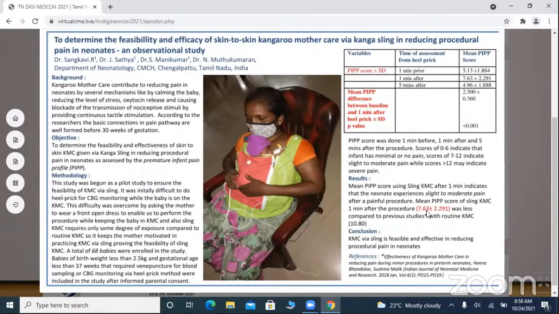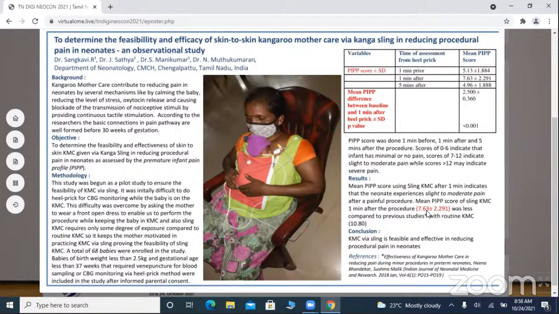The PIP score was done 1 minute before the procedure, 1 minute after, and 5 minutes after the procedure. Scores of 0 to 6 indicate that the infant has minimal or no pain, scores of 7 to 12 indicate slight to moderate pain, while scores of greater than 12 indicate severe pain.